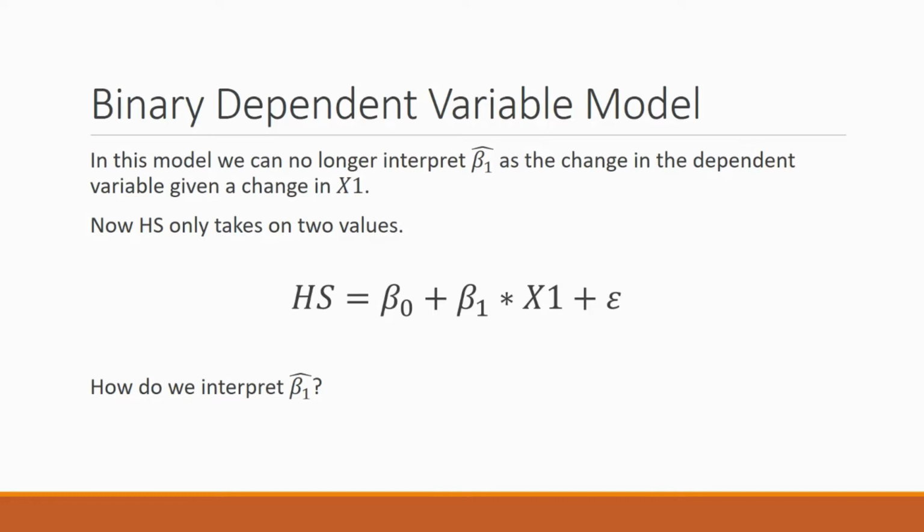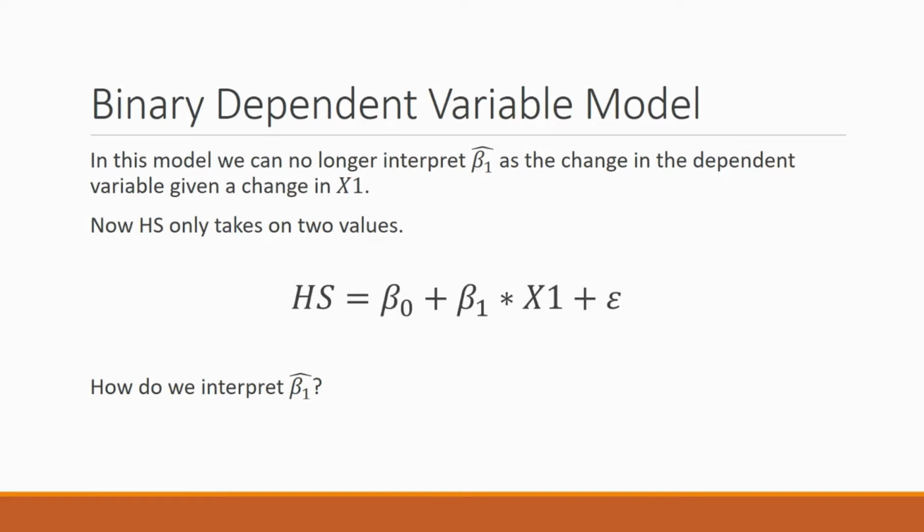But now with a binary dependent variable model, it changes. I can't say how much the dependent variable changes given a unit change in the independent variable. I can't say that because the dependent variable only takes two values. It can only be 1 or 0. So then how do we understand this model? How do we interpret a coefficient that comes from a binary dependent variable model?